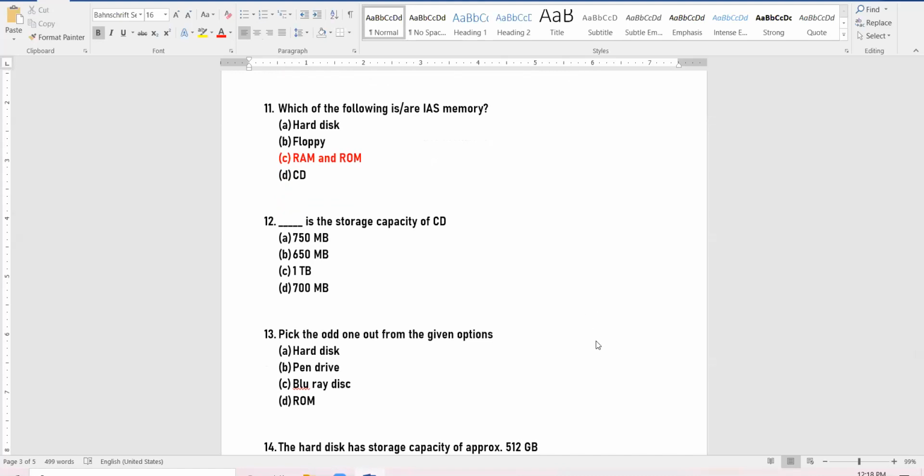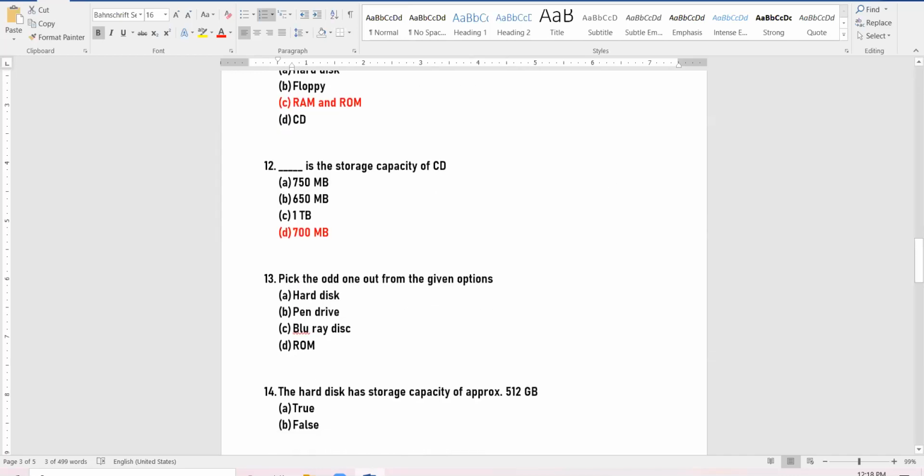Dash is the storage capacity of CD. Yes, Garima, unmute yourself, beta. Sir, D, 700 MB. Which answer, beta? Sir, D option 700 MB. Very correct. D option 700 MB. Very good, Garima. Shabash.